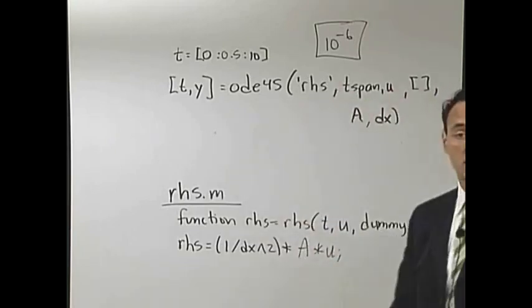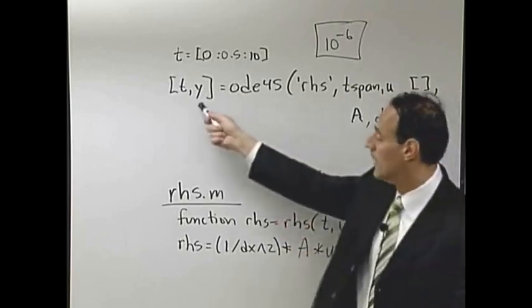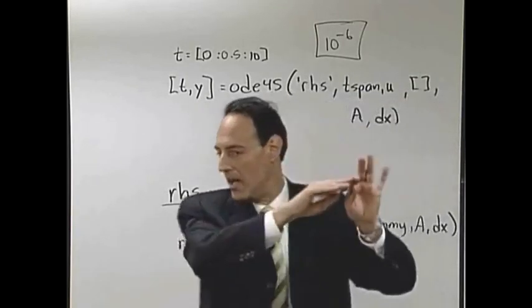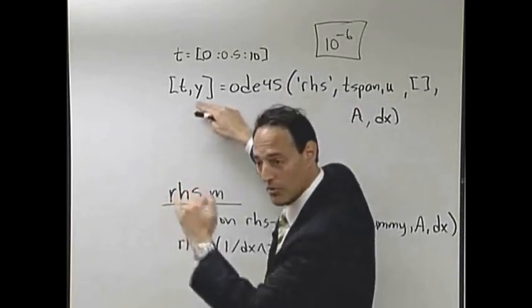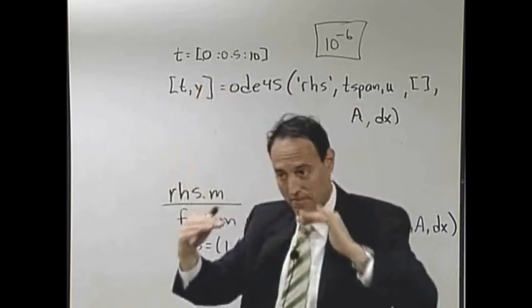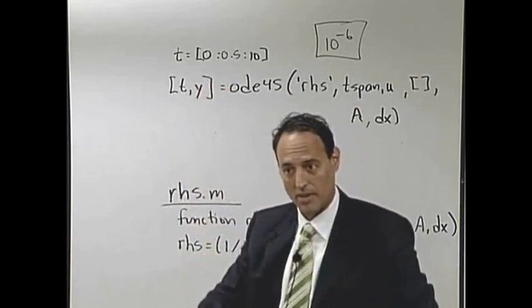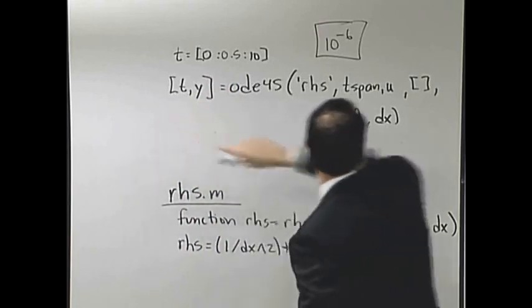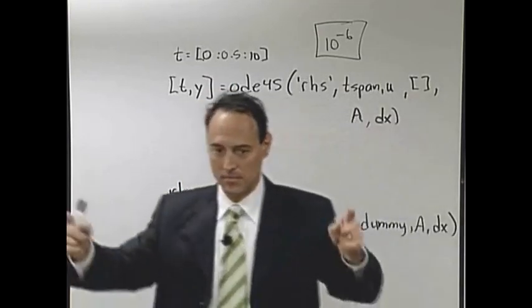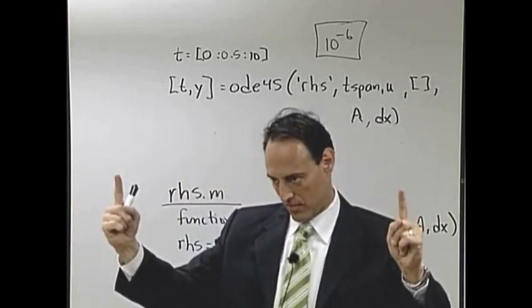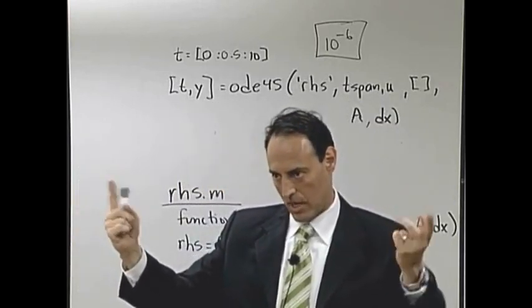Now, what comes out of this thing, and this is important, is y. Y is my solution. What is y? The rows of y are time 0, time 0.5, time 1, time 1.5, 2. So there's 21 rows here. And in each row, 10,000 points. Here is my solution vector. It's 10,000. And I want to plot it.